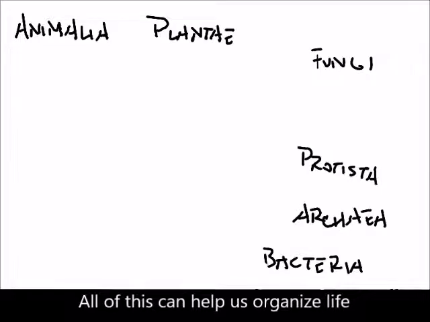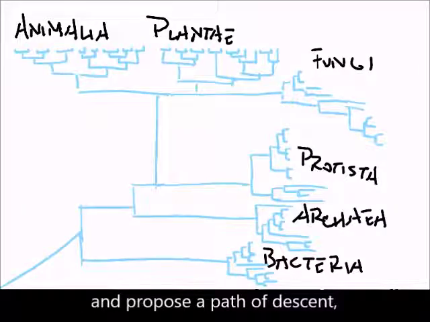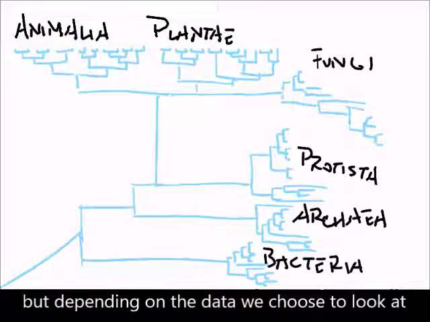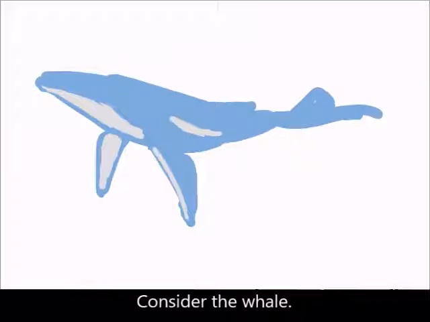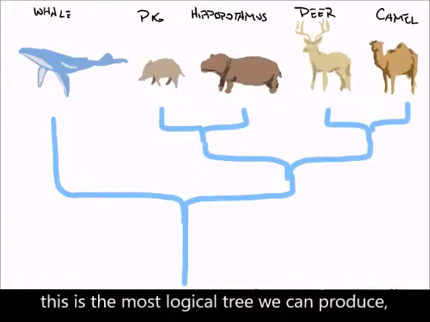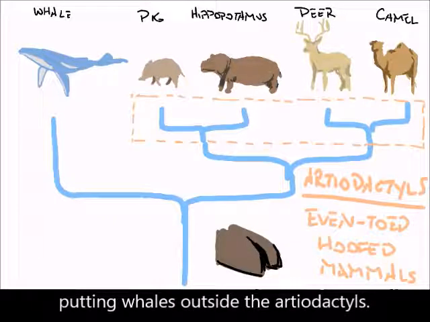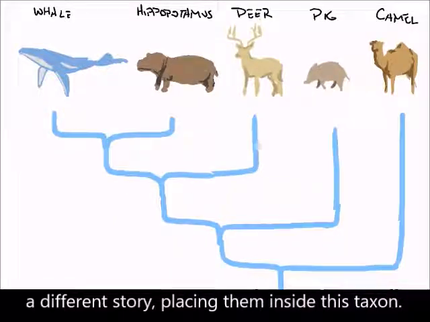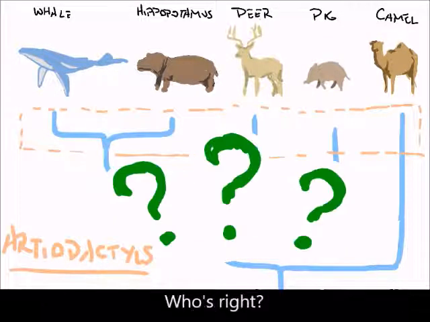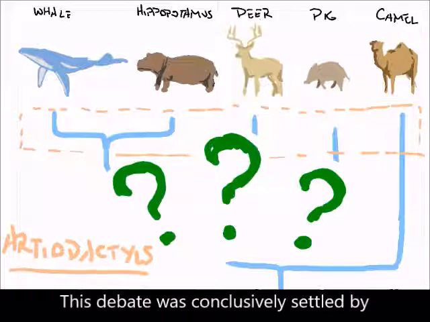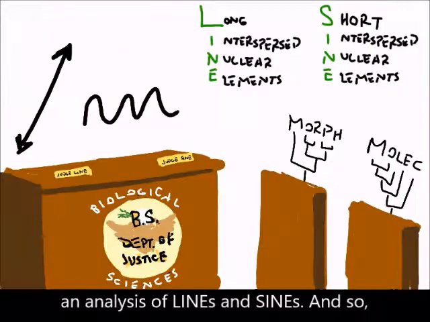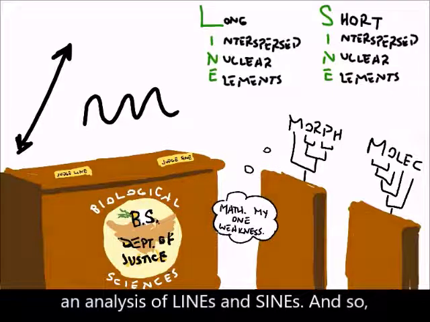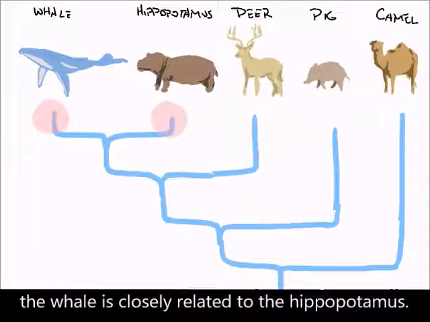All of this can help us organize life and propose a path of descent, but depending on the data we choose to look at, again, we might get conflicting information. Consider the whale. By morphological observations, this is the most logical tree we can produce, putting whales outside the artiodactyls. But nuclear and mitochondrial DNA tell a different story, placing them inside this taxon. Who's right? This debate was conclusively settled by an analysis of lines and signs. And so, the whale is closely related to the hippopotamus.